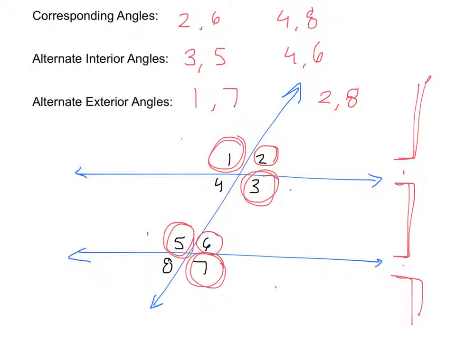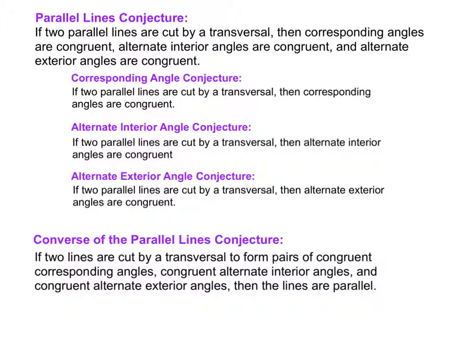So let's say that these two lines are parallel. Then we can make some really interesting conjectures about these sets of angles. The parallel lines conjecture says that if two parallel lines are cut by a transversal, just like we looked at just before, then corresponding angles are congruent, alternate interior angles are congruent, and alternate exterior angles are congruent. So all the pairs of angles we just looked at are going to be congruent.